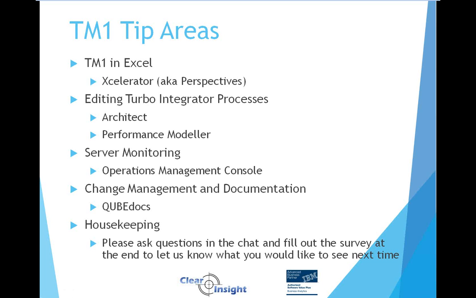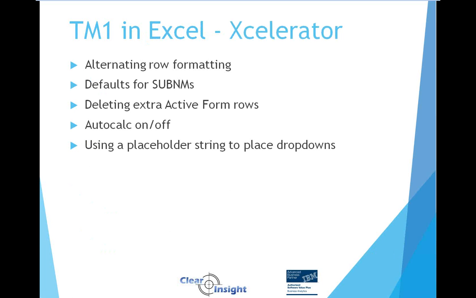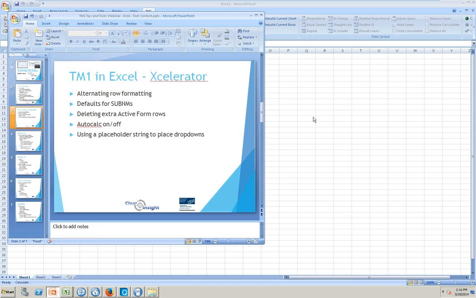So let's talk about TM1 and Excel. What we'll go through is some challenges. I often get questions around how do you do alternating row formatting in active forms? So I'll show you a quick tip on that. We'll also talk about defaults for subnums. It's a simple thing to add in and it tends to improve performance and avoid a couple of pitfalls. Also, it's kind of counterintuitive, but deleting extra rows from your active forms will actually improve performance, and I'll show you why that is. Also, we'll talk about some pros and cons of using AutoCal and placeholders. So let's take a look at some of those right now.